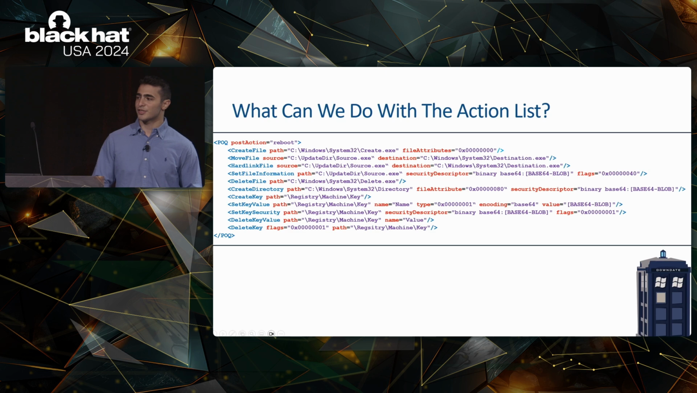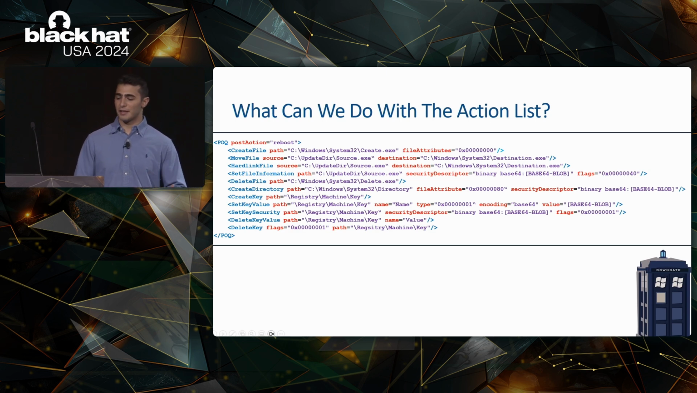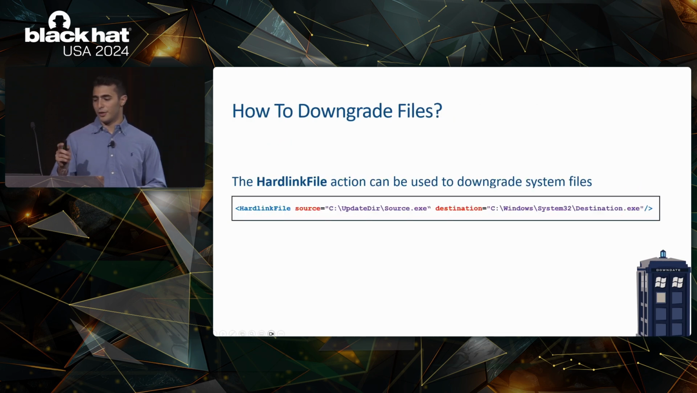This is how the action list looks in practice. It is an XML file that gives the functionality of creating files, deleting files, moving files, hard-linking files, creating registry keys and values, deleting keys and values, and much, much more. In order to downgrade, we can use the hard-link file action, and the source will replace the destination.